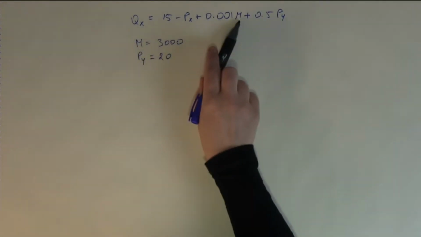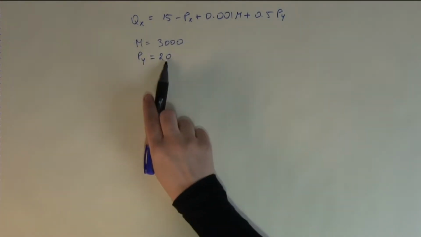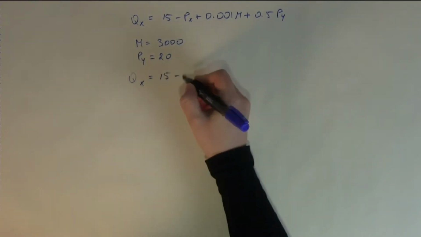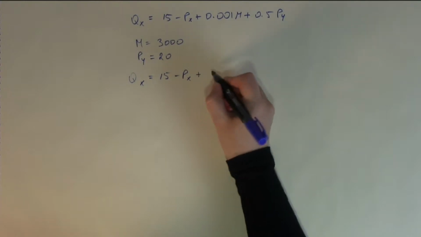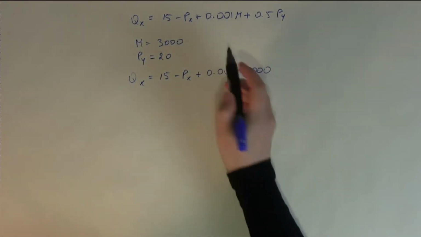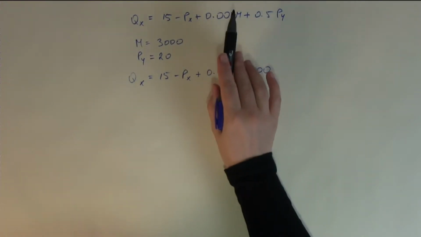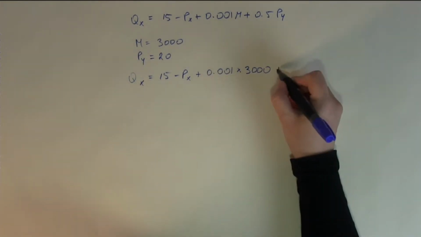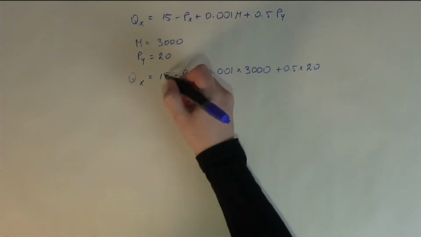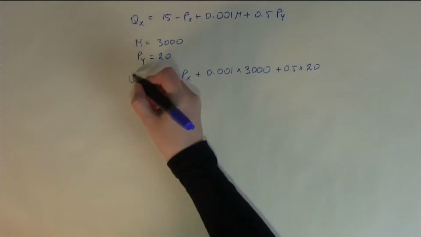So what are the direct and inverse demand functions for product X? First, what we need to do is replace M with 3,000 and Py with 20, and then do a little bit of calculation. So 15 minus Px plus 0.001 times 3,000. Remember, if there is nothing in between a letter and a number, that's always multiplication in mathematics. Plus 0.5 times again 20. So we have got a few calculations here that we can carry out.